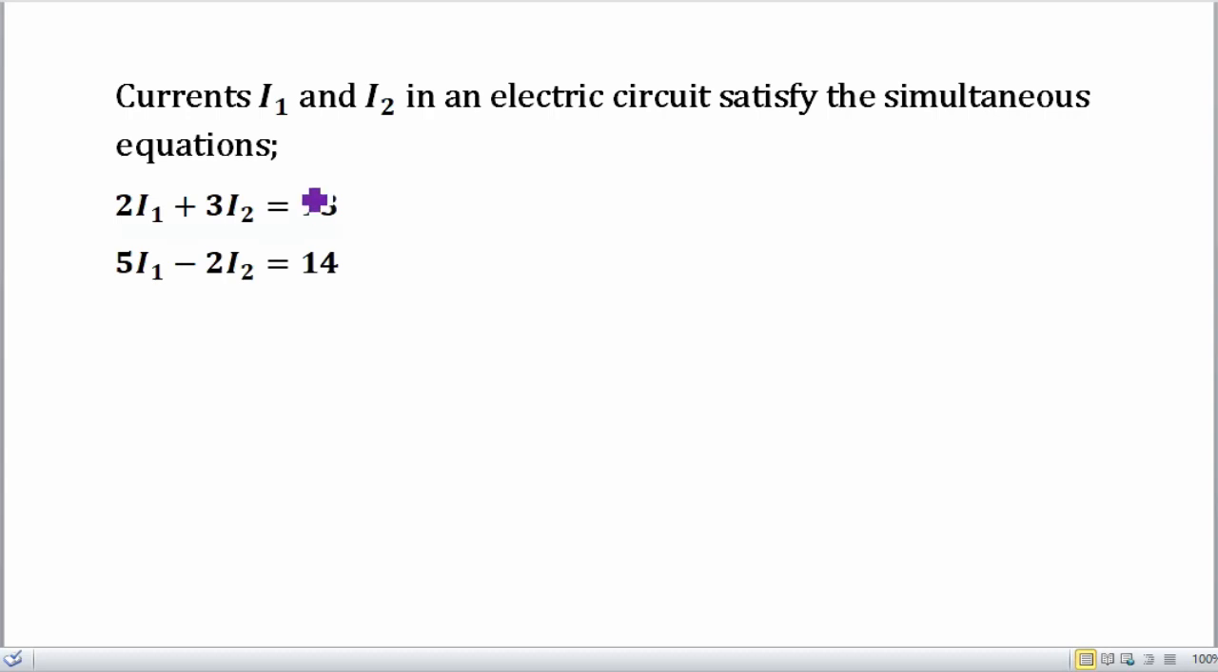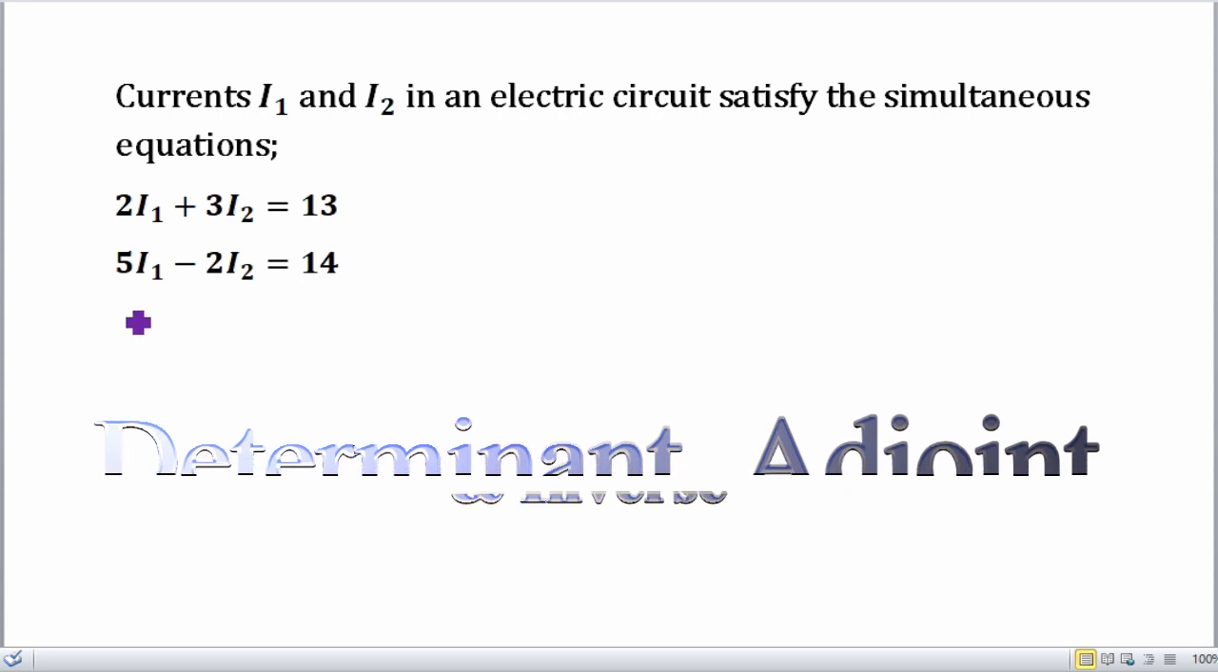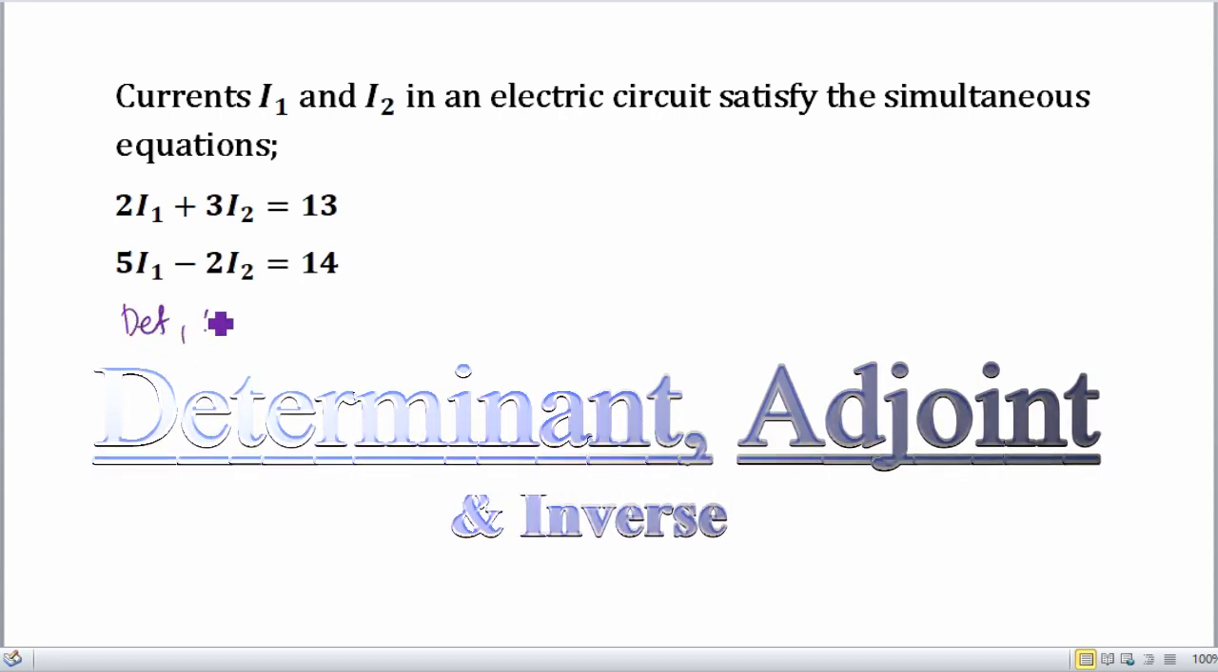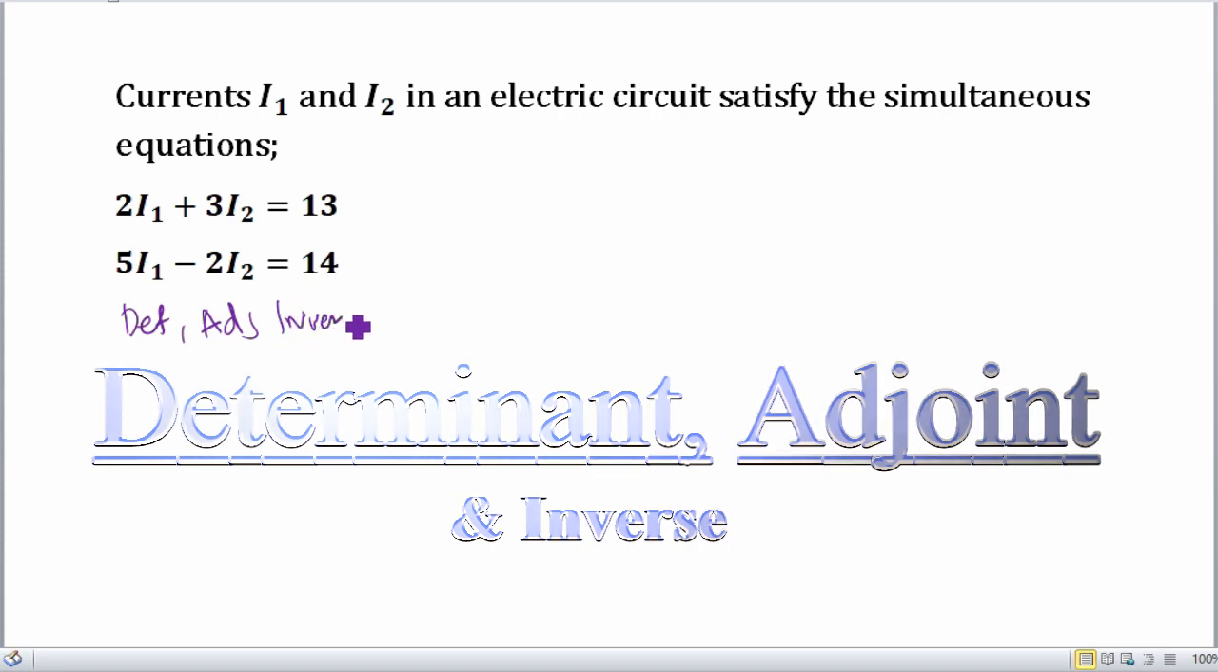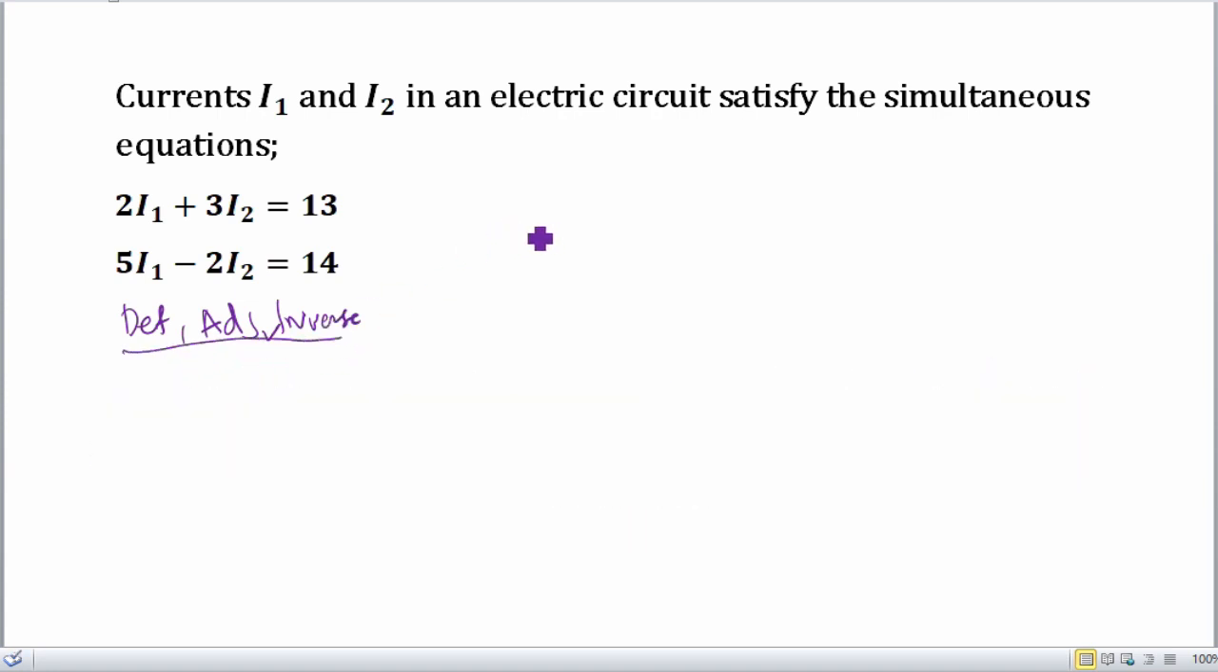In my last video, I talked about the determinant, the adjoint, and the inverse of a 2 by 2 matrix, and I also explained how to use the inverse to solve a pair of simultaneous equations. We are going to apply the same in solving this question.